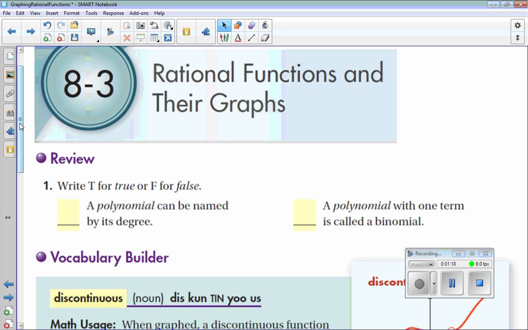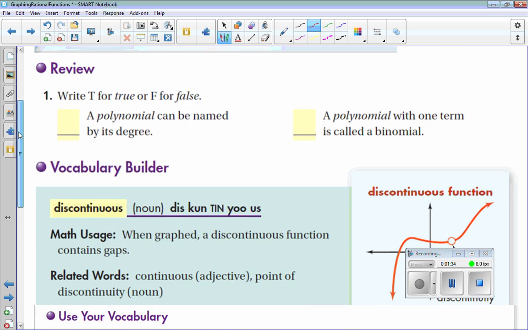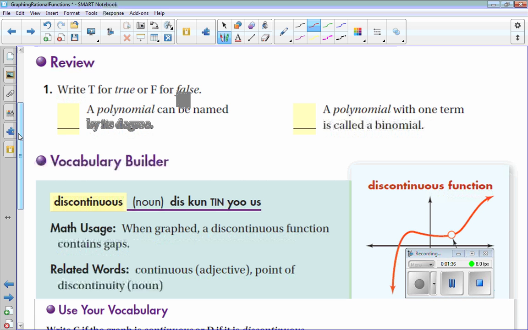So we're still going to be dealing with, this was kind of our parent, we called it the reciprocal function last time. It's just simply the x is in the denominator, which implies we have some vertical, some horizontal asymptotes, possibly a hole even. So let's go ahead and do a little bit of review. Let's remind ourselves what a polynomial is.